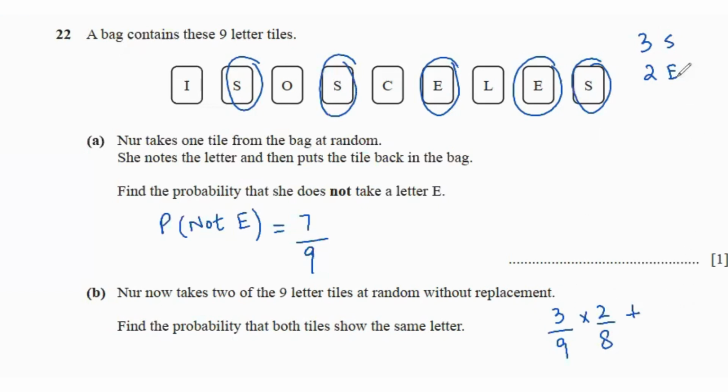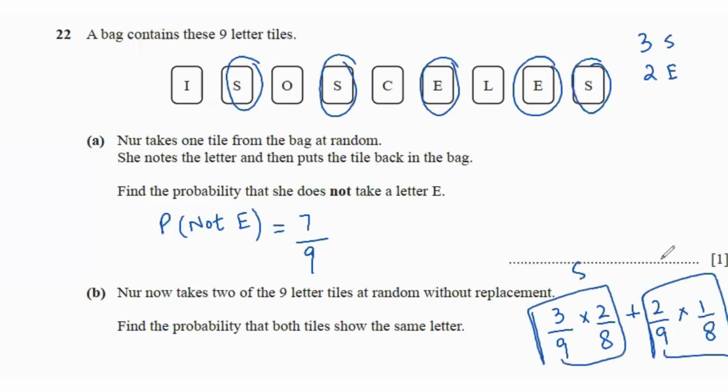Now plus the probability of us taking E, that's going to be 2 over 9 times 1 over 8. This is for S and this is for E. So now we add them up. So that's going to be 3 times 2 is 6 over 72 plus 2 over 72, which is 8 over 72. And that can be simplified to 1 over 9.